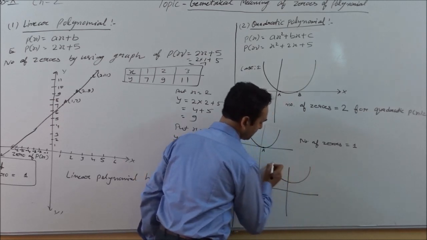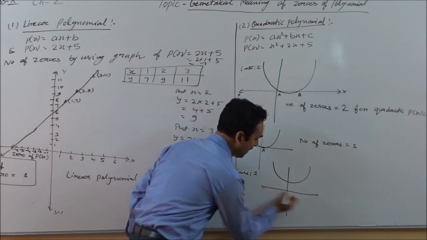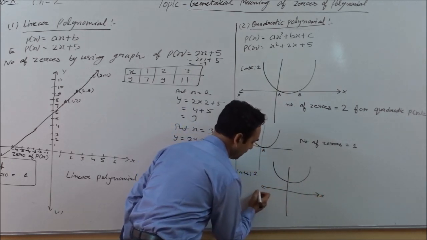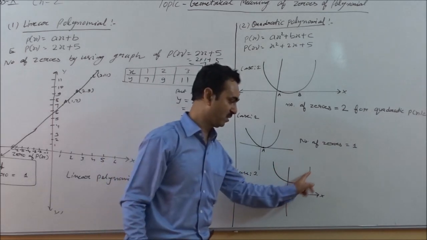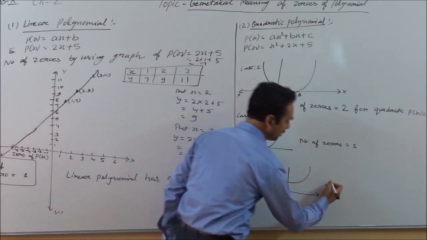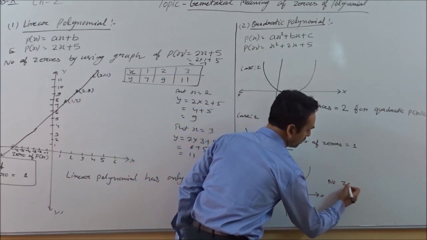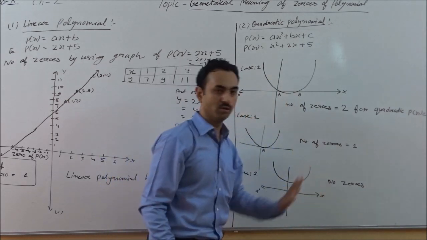It may be like this. So you can see this graph is not crossing the x-axis. So there are no zeros. Okay? There is no zero.